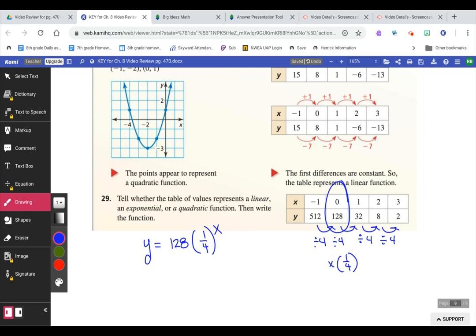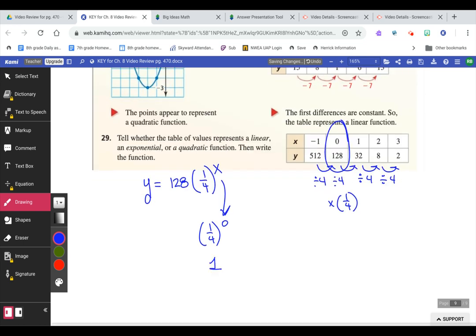And the reason why we chose 128 is because when x is 0, 1/4 to the 0 power will end up being 1. So when we multiply that by 128, you're going to end up getting 128 times 1 is 128. So when x is 0, y is 128. This is your equation.